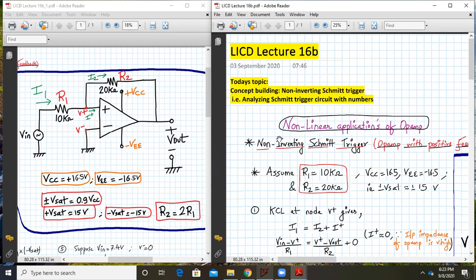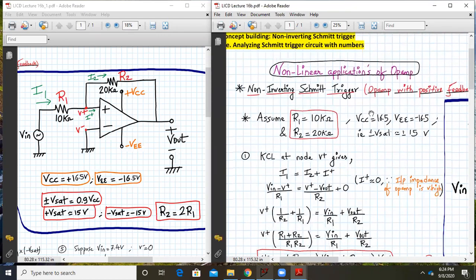Today's topic is the concept building for the non-inverting Schmitt trigger and analyzing the Schmitt trigger with numbers. We have started with non-linear applications of op-amp, and Schmitt trigger is one of them. It is the op-amp with a positive feedback. So let us consider the circuit.